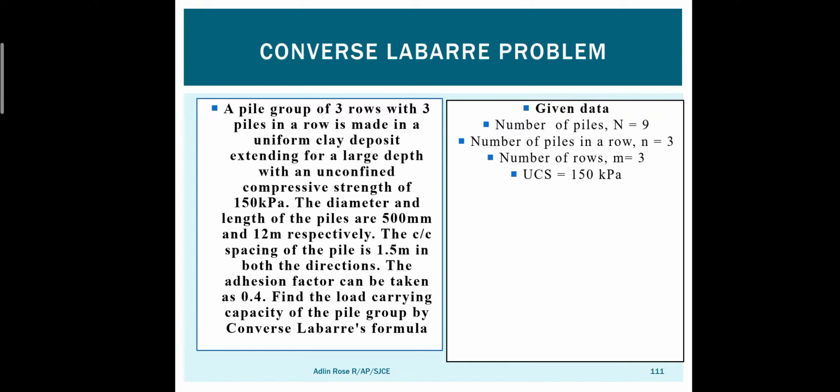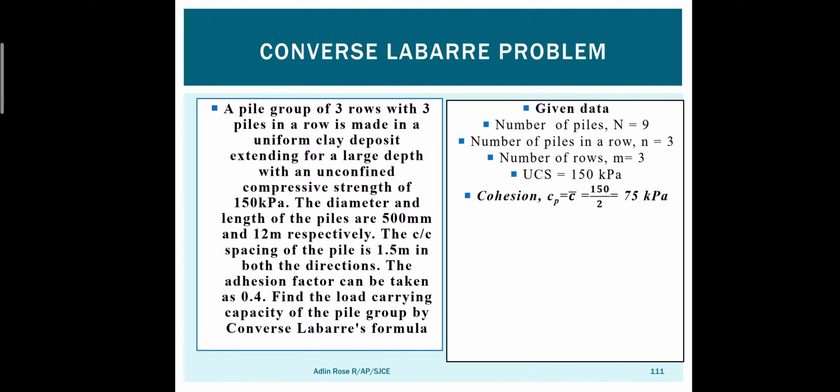Unconfined compressive strength, UCS, is equal to 150 kilopascal. Now, can we find cohesion? The total soil is clay soil, and only one value, UCS, has been given: UCS is equal to 150 kilopascal. So can we find cohesion from the unconfined compressive strength? Yes. How will we find it? Just divide the unconfined compressive strength by 2. So we can find the cohesion.